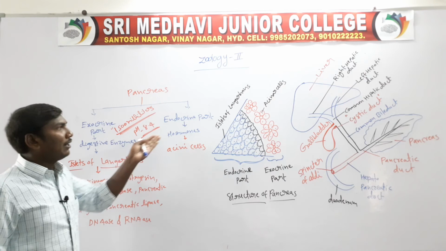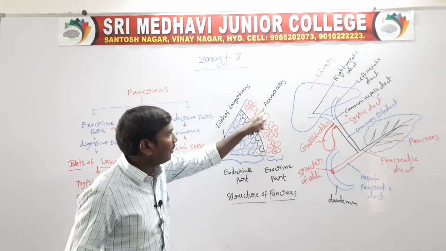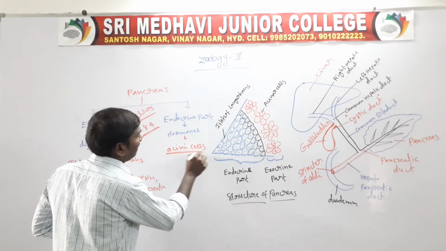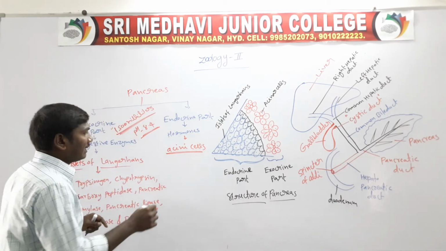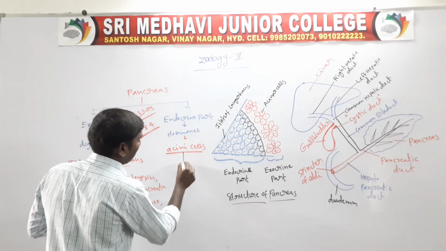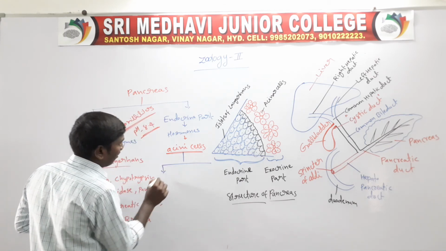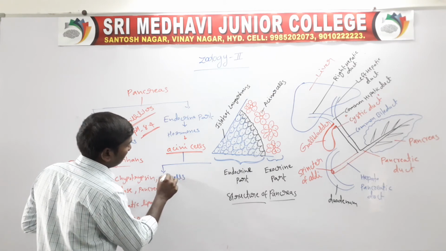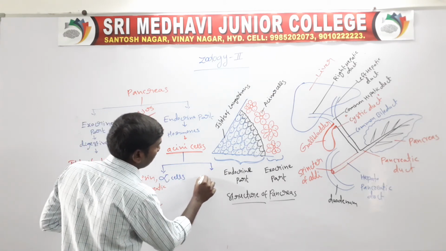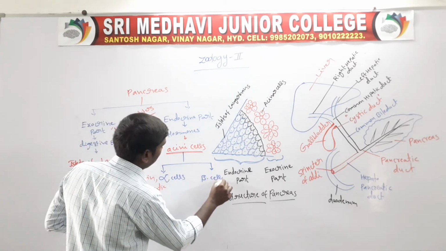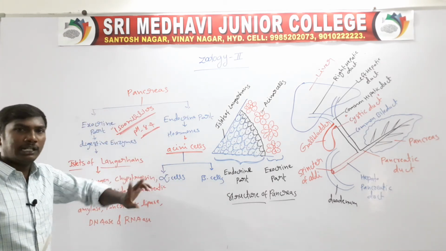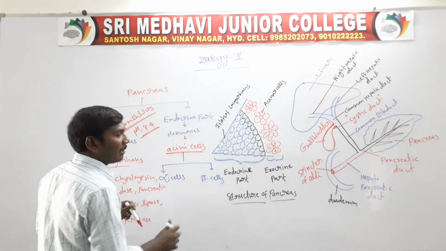Next, the endocrine part. The endocrine part contains cells, and these cells are of two types: alpha cells and beta cells.